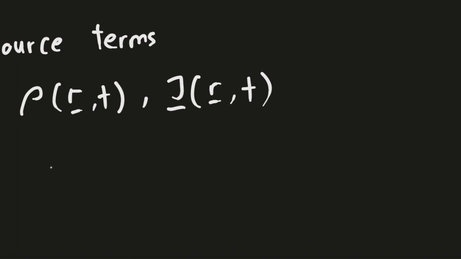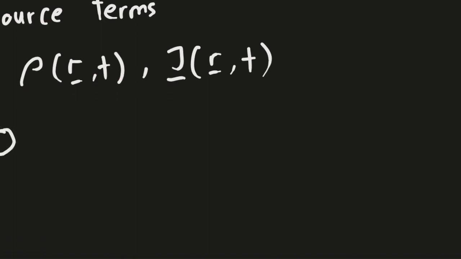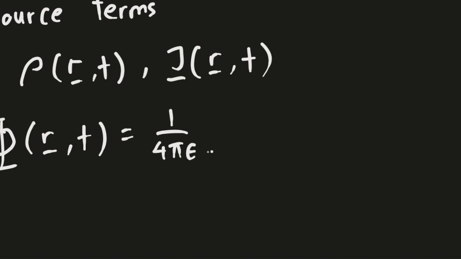So let's say our charge density and current density are rho and j respectively. So our scalar potential phi is going to look like something like this.